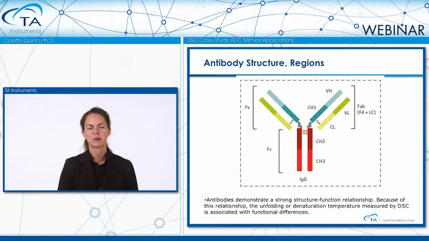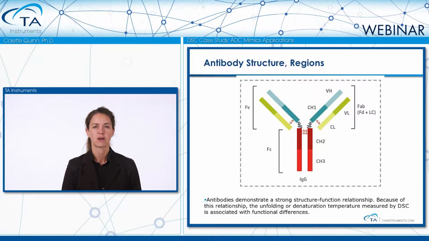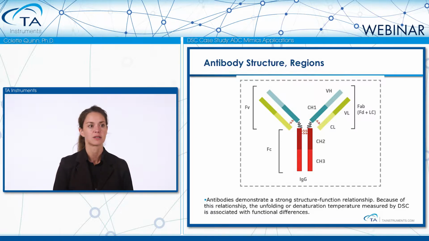So first of all, to get everybody on the same page, we have to talk a little bit about antibody structure and the regions that make up an antibody. Antibodies demonstrate a strong structure-function relationship. Because of this relationship, the unfolding or denaturation temperature measured by DSC is associated with functional differences.